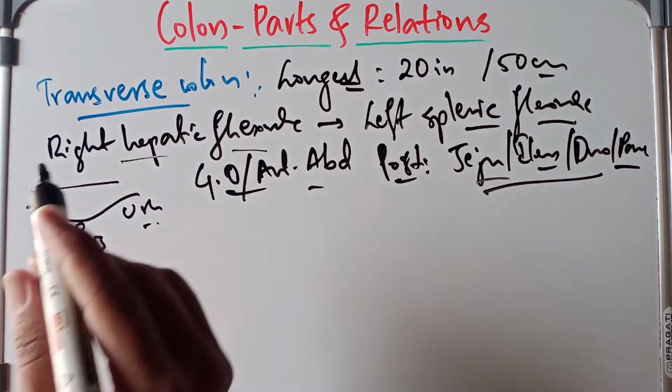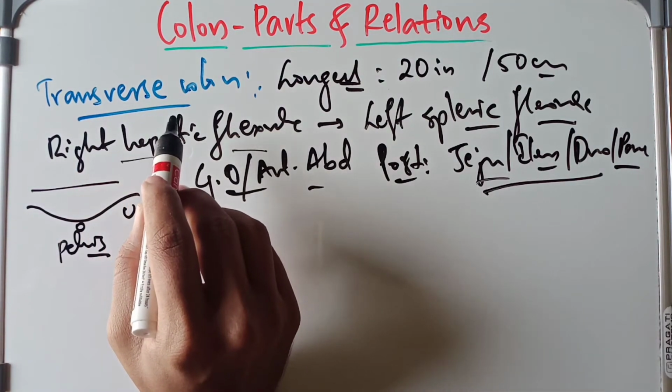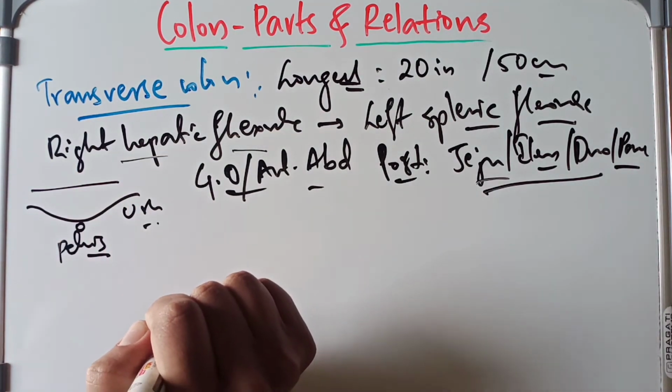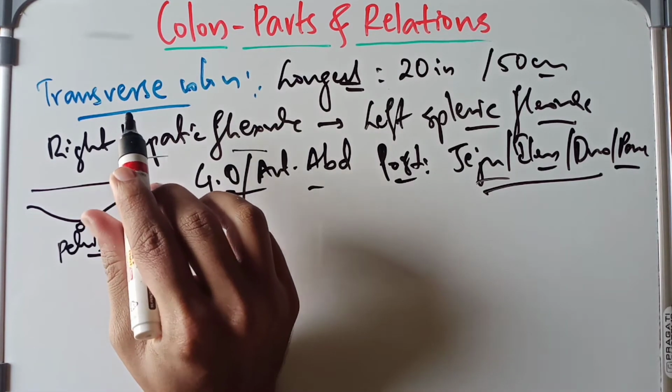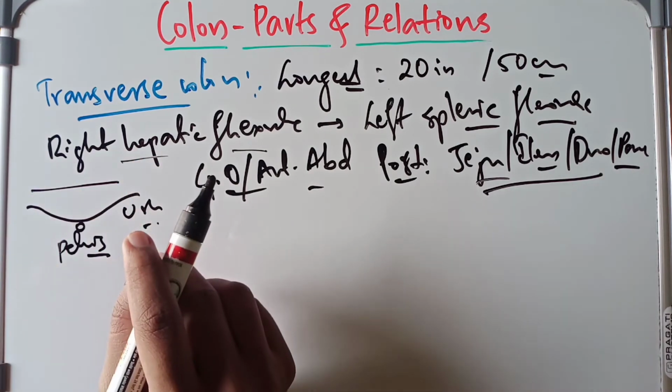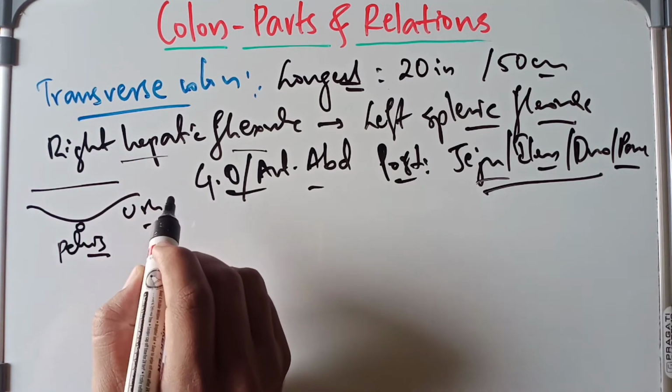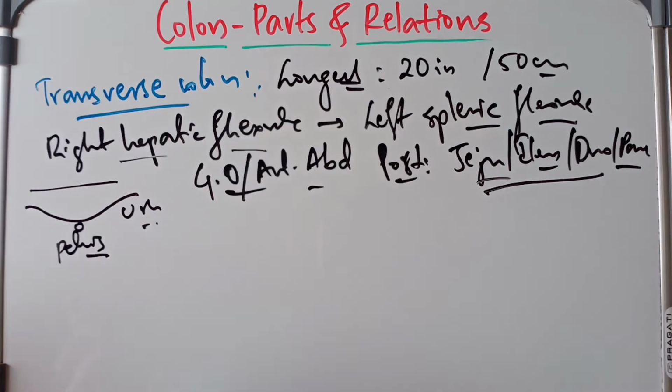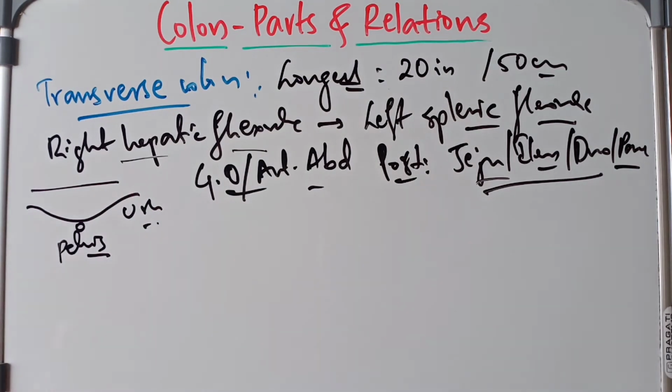Also a discussion about the transverse mesocolon. The transverse colon is suspended from the posterior abdominal wall by a large double layered fold of the peritoneum, which is known as the transverse mesocolon. I have discussed the complete anatomy of the mesentery in another video. Make sure to watch that.